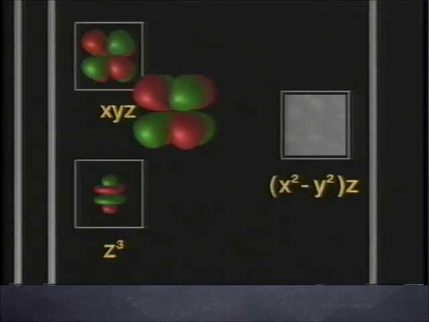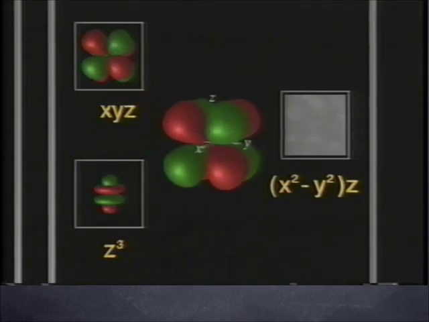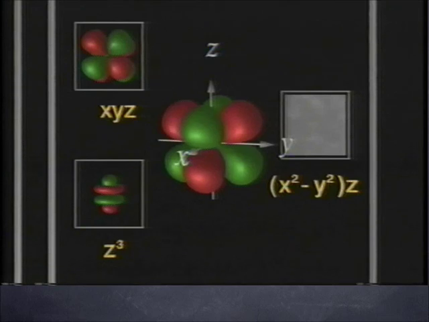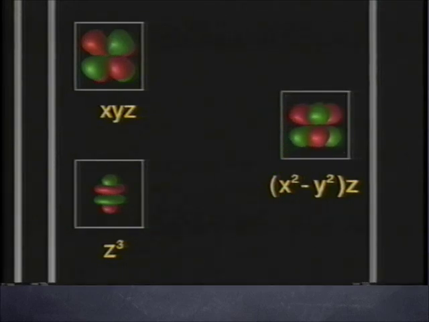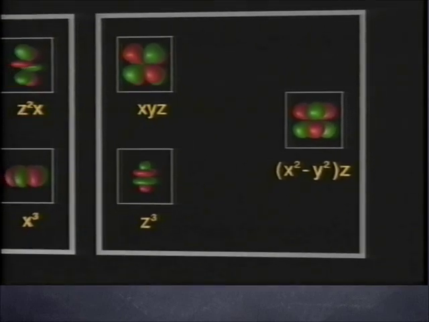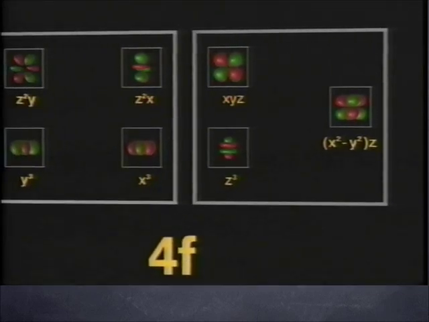The fxyz orbital looks like a d orbital with an extra nodal plane. A 45-degree rotation of this orbital forms the 6th f orbital, the fx squared minus y squared z orbital. The 7th f orbital, z cubed, resembles the dz squared orbital with an additional nodal plane.